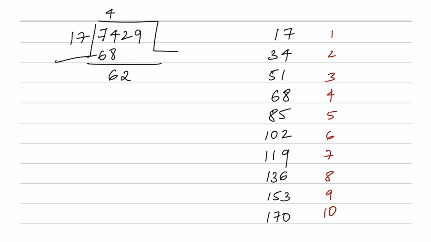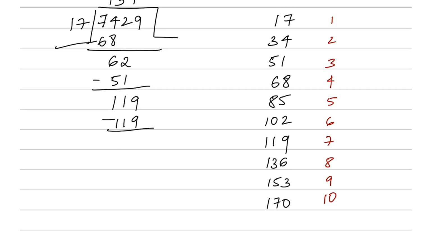That will next give me 17 3s are 51. This will give me 1 plus 1, 11. I'll take that 9 down. This will give me 17 7s are 119. So we have found one answer. So we have got 437.